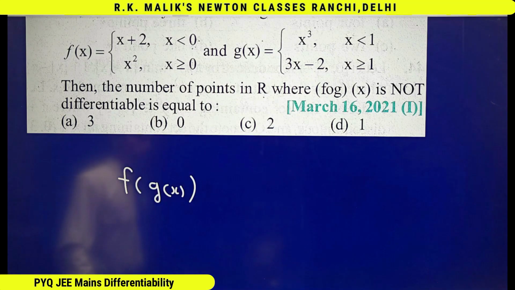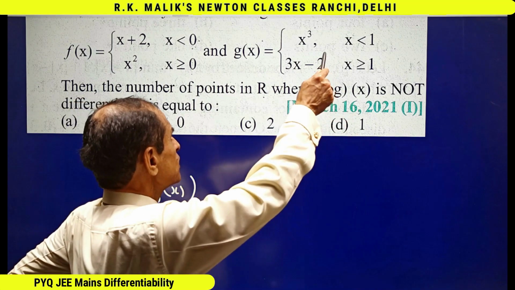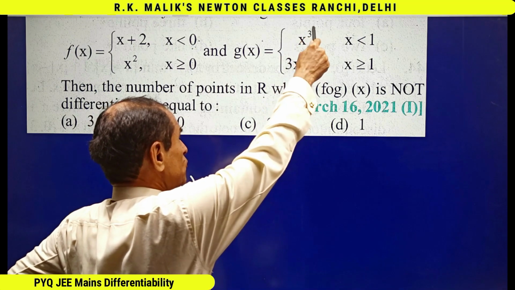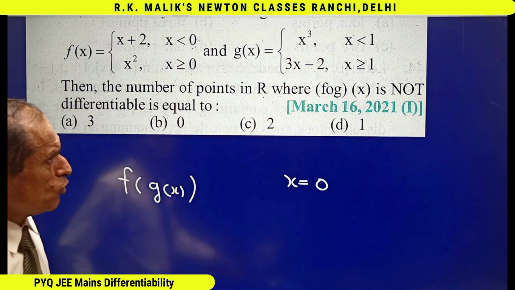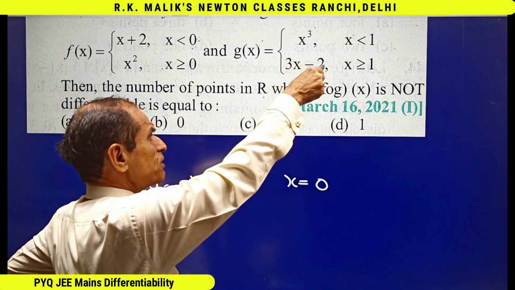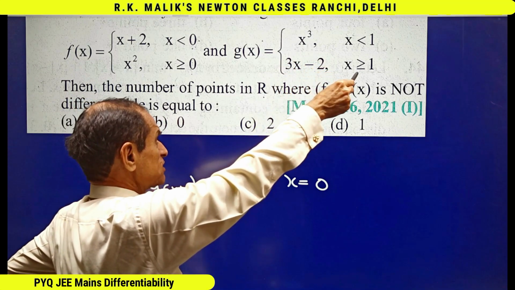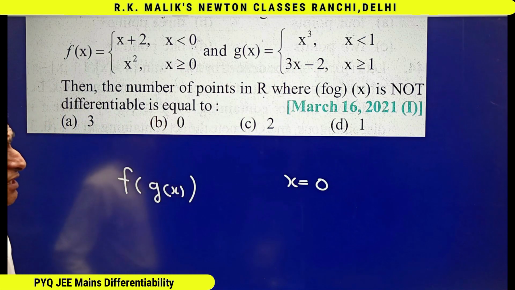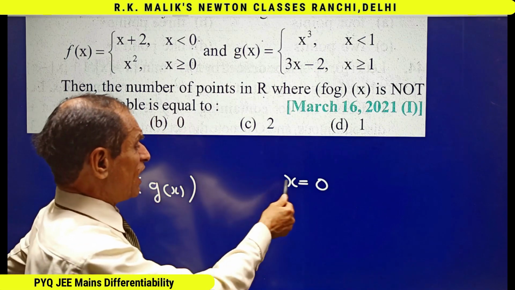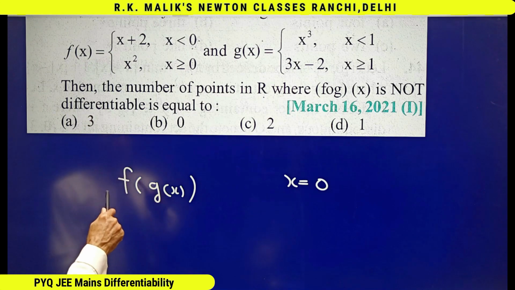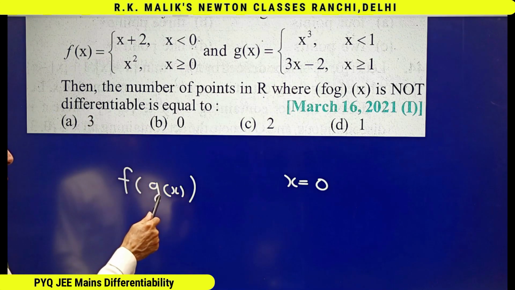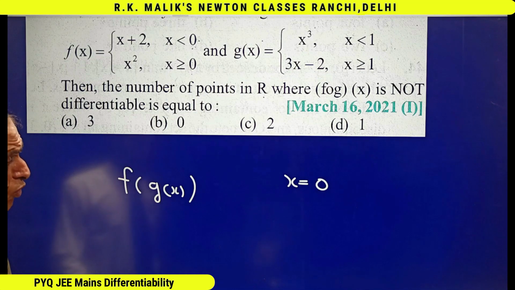And now let us find the value of x for which g(x) is 0. If I put this equal to 0, I will get x equal to 0. Note that this part can never be 0 for x greater than or equal to 1. Hence, g(x) can be 0 only when x is 0. Hence, the chances of non-differentiability of f∘g(x) is at x equal to 0 only.